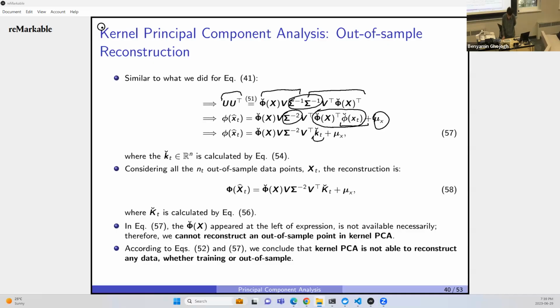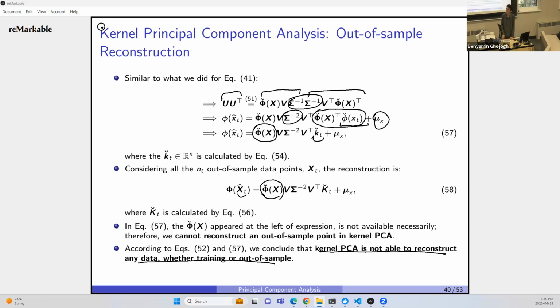However, again, can we calculate equation 57? No, because we don't have this phi on the left. Also, if we have several of them, because of this term, we can't have it. Therefore, in kernel PCA, we cannot reconstruct out-of-sample or test data. So we saw that in kernel PCA, we can't reconstruct training data, and we also can't reconstruct test data. So we can't do any reconstruction in kernel PCA.